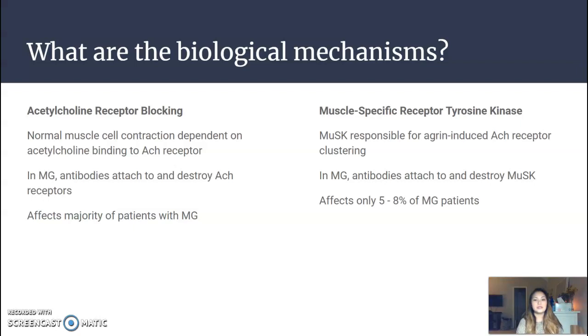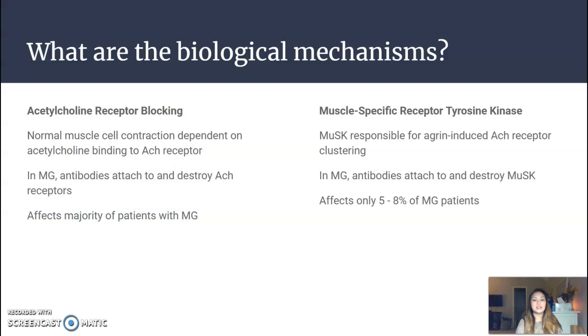So a quick dive into each of the mechanisms here. The acetylcholine receptor blocking, which is what I talked about before and does affect the majority of the patients with myasthenia gravis. So in a normal muscle cell contraction, the nerve will release acetylcholine, which is meant to bind to the acetylcholine receptor that resides on the muscle membrane. However, in myasthenia gravis, the antibodies will actually attach themselves to these acetylcholine receptors and destroy them, which blocks the acetylcholine from even coming in and binding to activate the muscle cell contraction process.